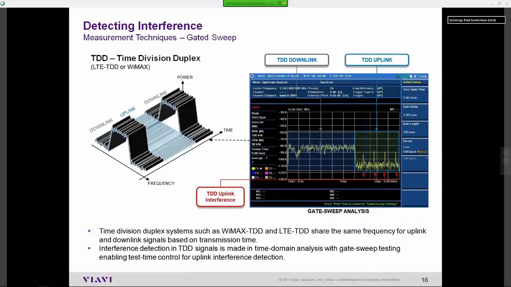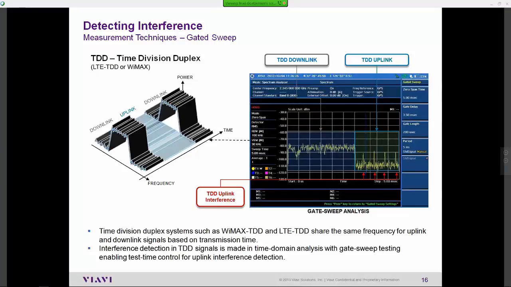Now, at times, you're also going to have to deal with time division duplex, which means that your uplink and your downlink are sharing the same spectrum. So in terms of detecting interference, you definitely have to use a gated sweep. That's one of the methods or techniques that the instrument does support, and I believe that at some time in the future we'll probably have another webinar that will go into more of the specifics of how to set that up.